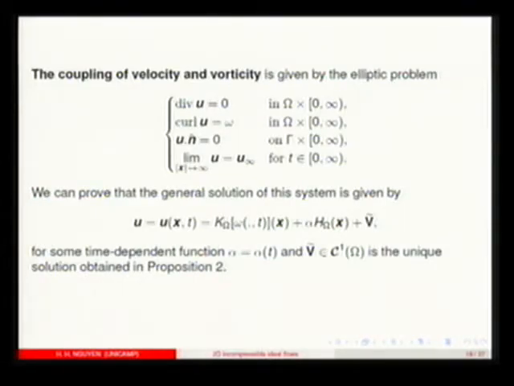Now, the coupling of velocity and vorticity is given by the elliptic problem here. We can derive that the general solution of this system is given by u equals K omega plus alpha H omega plus v_t, for some time-dependent function alpha. And this v_t in C1 is the unit solution obtained in Proposition 2 before. What are K and H here?